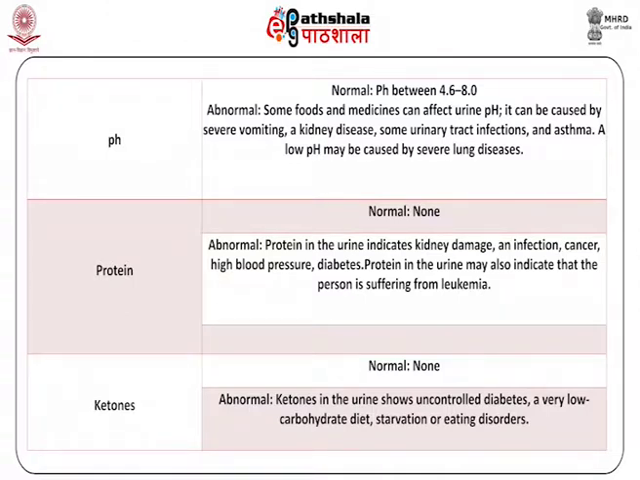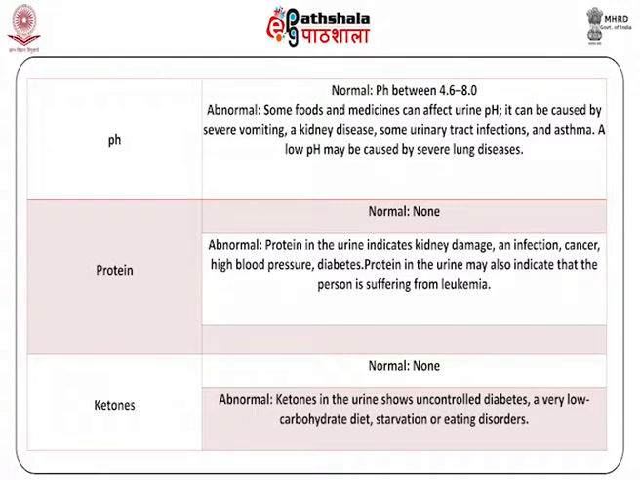Next is protein. Protein is not present in case of normal urine, but in abnormal cases, the protein in the urine indicates kidney damage and infection, cancer, high blood pressure, diabetes. Proteins in the urine may also indicate that the person is suffering from leukemia.